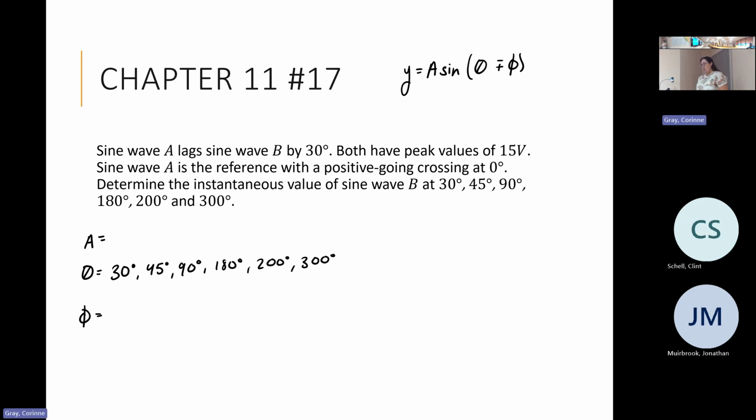Does anybody want more time setting up their sine? All right, so let's start.